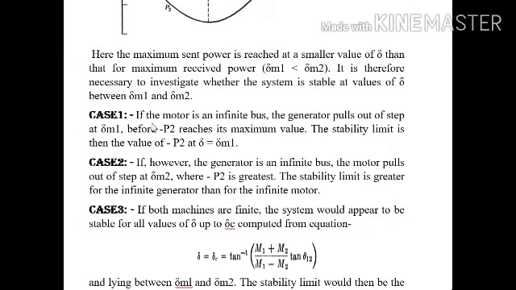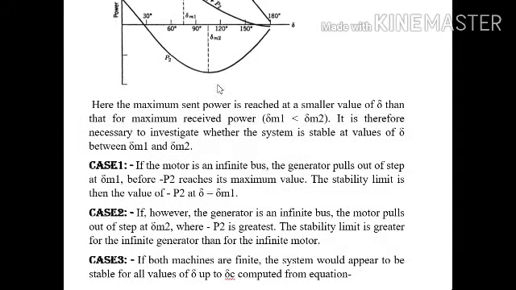Case 1. If the motor is an infinite bus, the generator pulls out of step at delta M1, before minus P2 reaches its maximum value. The stability limit is then the value of minus P2 at delta equal to delta M1. In this case, the stability limit will be delta equal to delta M1, for the first case, that is when the generator is connected to an infinite bus.